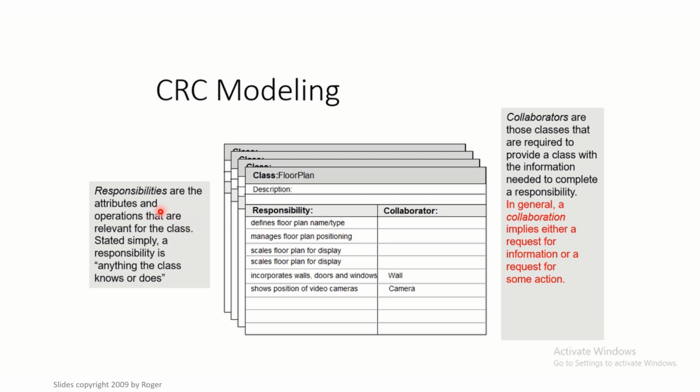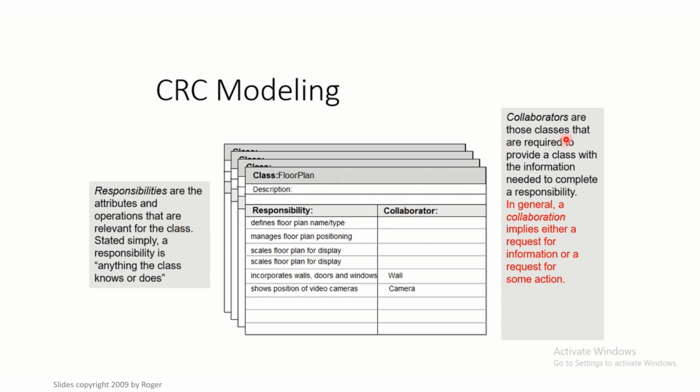First, we need to look at the definition of responsibility: responsibilities are basically the attributes and operations that are relevant for the class. In this case, we are discussing floor plan, so it defines the floor plan name or type, which gives you information about its attribute. Or it can scale the floor plan for display, which gives you information about its display operation. So these are the attributes and operations associated with the specific class.